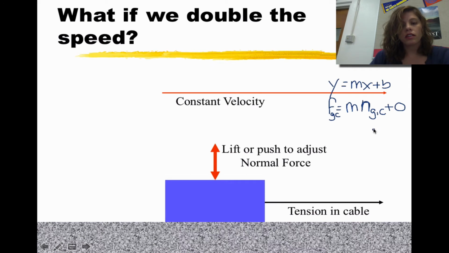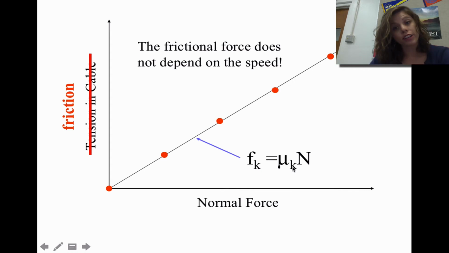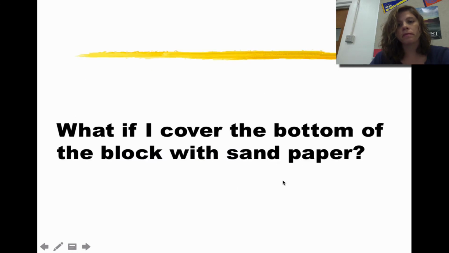So the friction is a constant times the normal force, and we call this constant mu, or coefficient of friction. So mu k is a coefficient of kinetic friction, mu is a Greek letter.